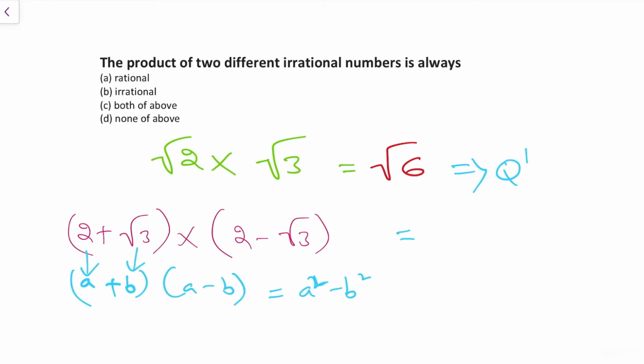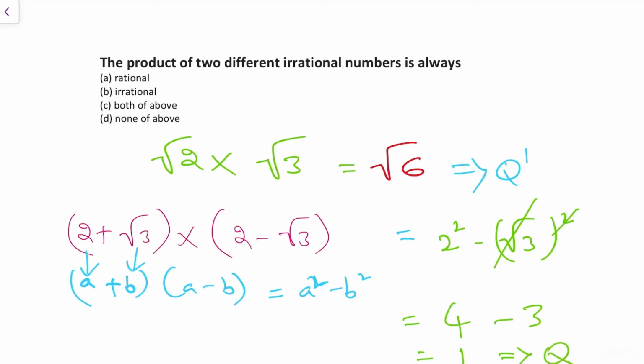So if we substitute in a square minus b square, we get 2 square minus root 3 square. Here the square and square root cancel, so we remain with 2 square minus 3. 2 square is 4, minus 3, so 4 minus 3 is equal to 1, where 1 is a rational number.